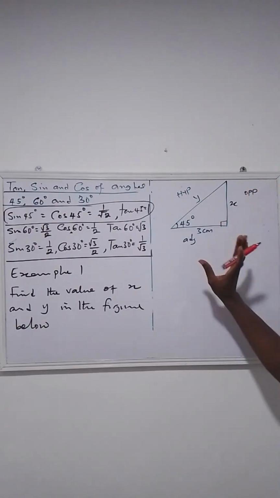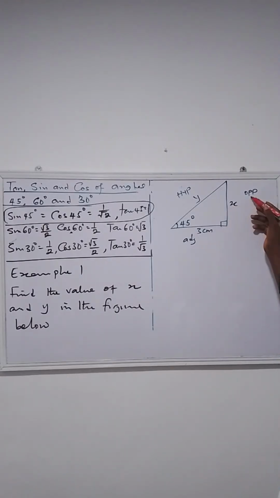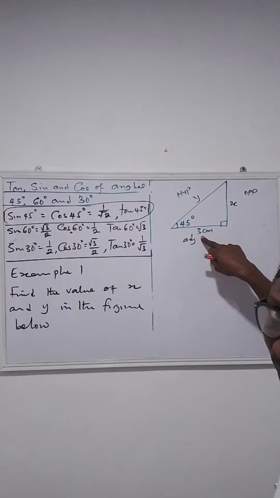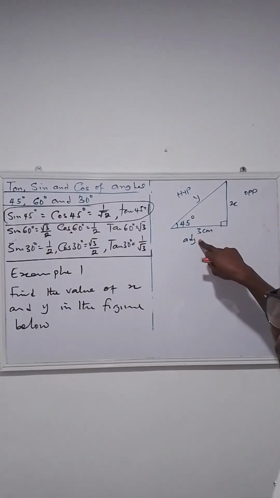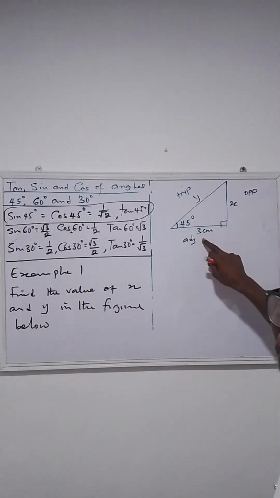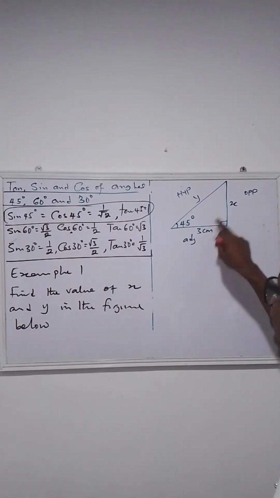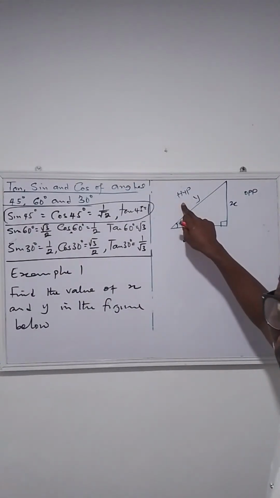Okay, so now I need to get x. Now look at it. For x, I will connect the side I'm looking for with a given side. That means I'm connecting opposite and adjacent together. Can you see that now? Because I don't know this, I know this. I cannot connect this and this together. That means I have two unknowns, so I'll not be able to get anything.